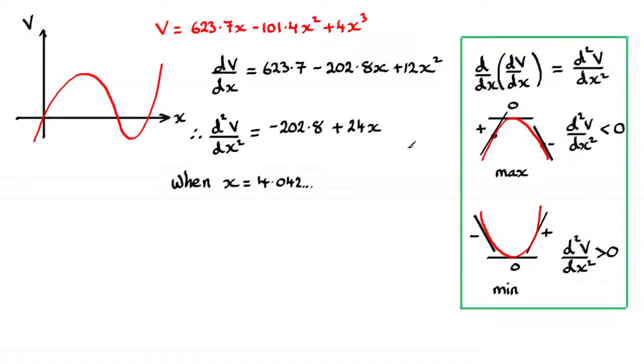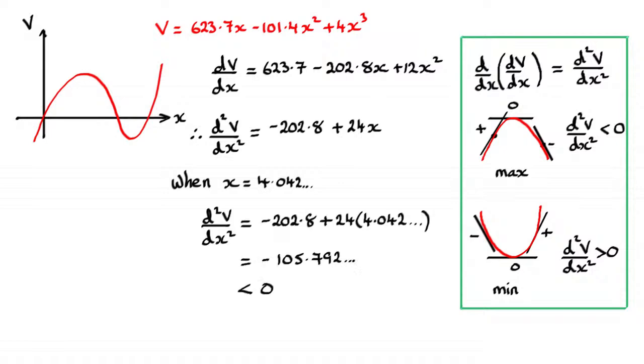It was 4.042 and so on. Substitute it into here, see what we get. Well, if you do that, sub it in, you'll find that you get negative 105.792 and so on, which is a negative number. It's less than 0. So if it's less than 0, we know we've got a maximum as we go round here.